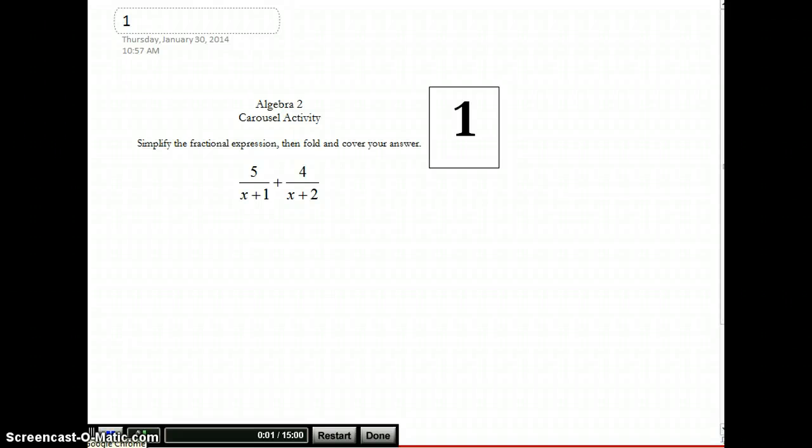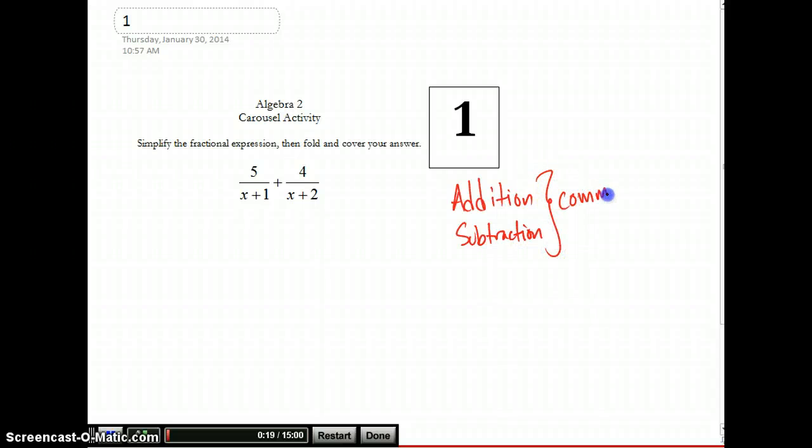Here we're going to do the first 4 problems that we did in class today on Thursday, the adding and subtracting fractions from the carousel. Problem 1, we're looking to add 2 fractions. Remember, the important thing for any time that we're doing addition or subtraction for fractions, we have to have a common denominator before we can put them together.